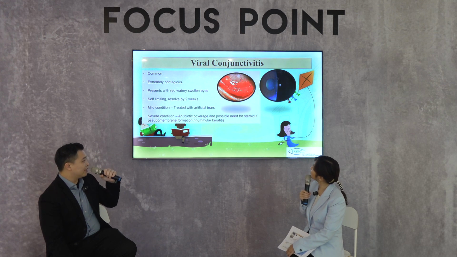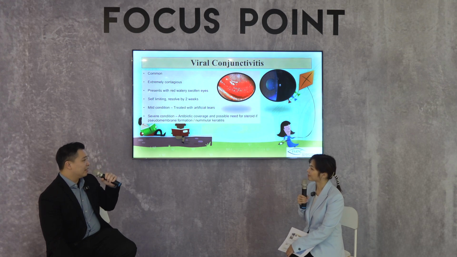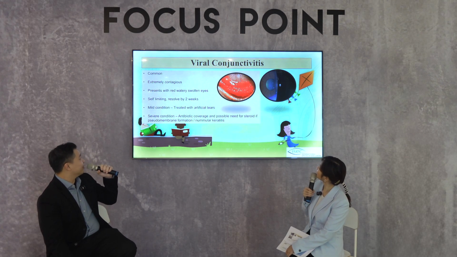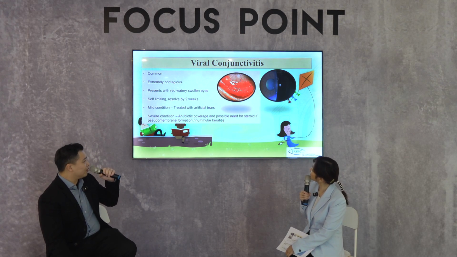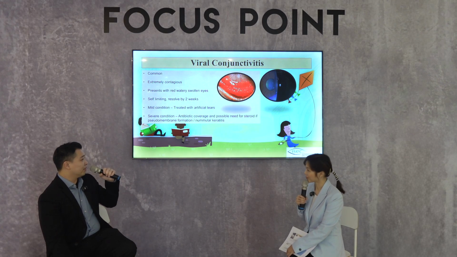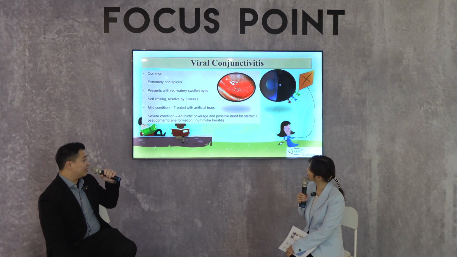Okay, so viral conjunctivitis is a very common condition. It is extremely contagious. I'm sure you might have had your whole family infected with conjunctivitis before. Children commonly present with red, watery, swollen eyes. It is a self-limiting condition, normally resolved by 2 weeks. If it is a mild condition, only artificial tears are required. However, if it is severe, you might require some antibiotic coverage to cover for secondary bacterial infection, and maybe some steroid if there's any formation of pseudomembrane or nummular keratitis that affects their vision.